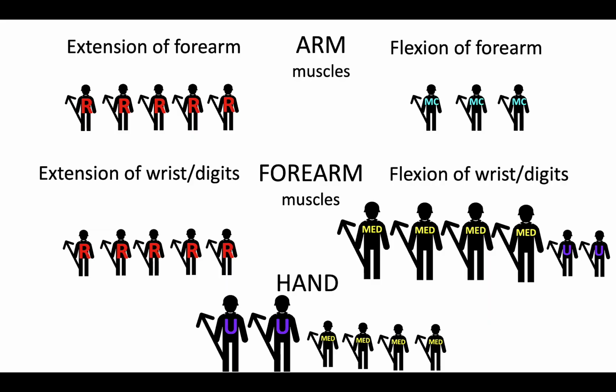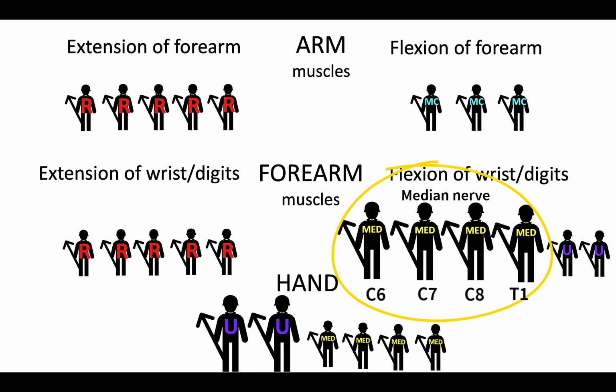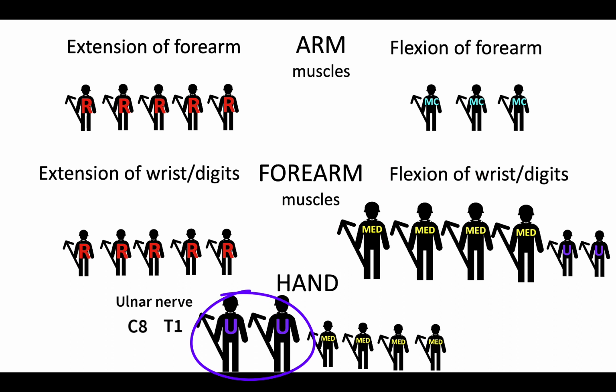Here we can visualize Erb's palsy in battle form. The 5 red R's represent radial nerve and all of its contributions, the 5 levels that contribute to it. Aqua MC soldiers represent musculocutaneous nerve and its 3 levels of contribution. Median nerve is yellow, MED, and U soldiers are ulnar nerve in purple.